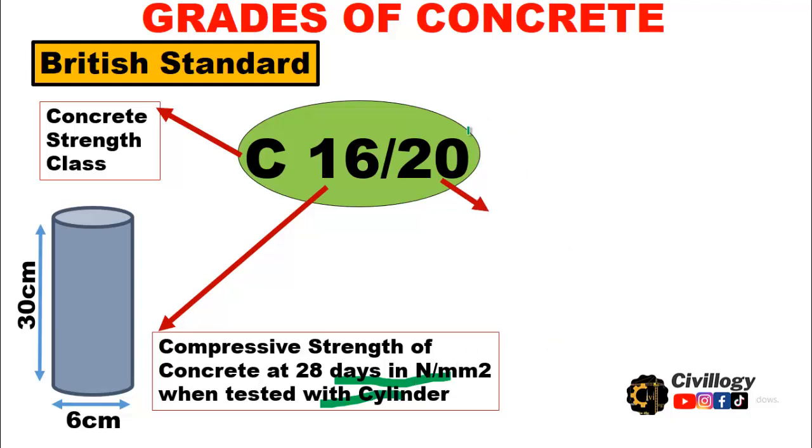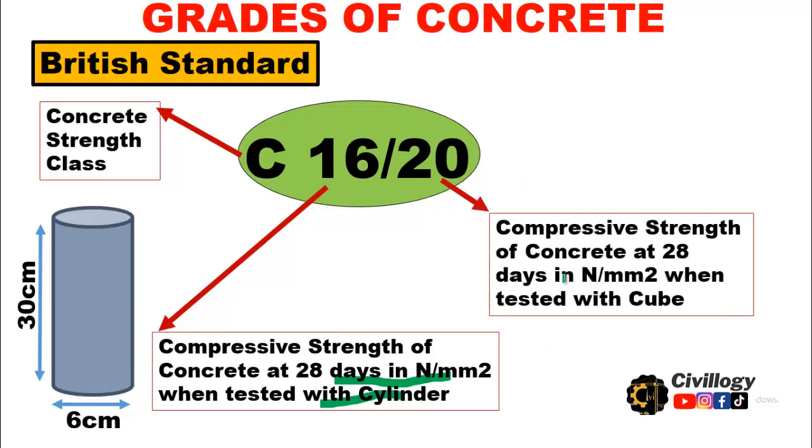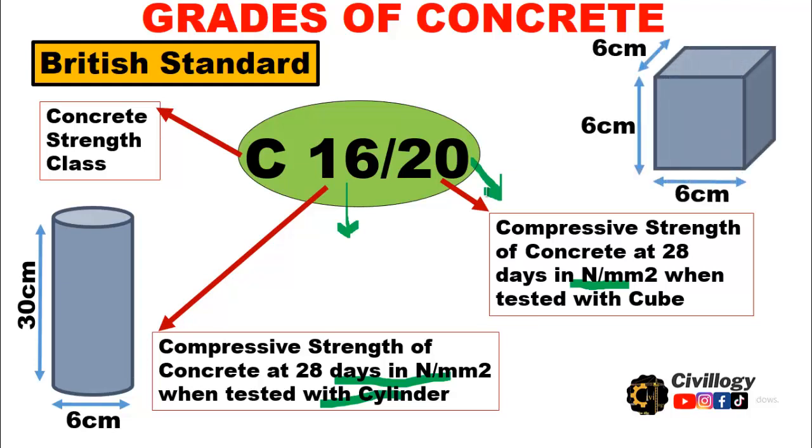Now what is 20? 20 is the compressive strength of concrete at 28 days in Newton per millimeter square when tested with a cube. It means that such type of concrete will have 16 Newton per millimeter square compressive strength when tested on a cylinder, and the same concrete, when tested on a cube of standard size, will have a different value. So this is the standard cubical mold. When the same concrete is tested in the form of a cube in compression testing, its strength will be 20 Newton per millimeter square, or you can say 20 megapascals.